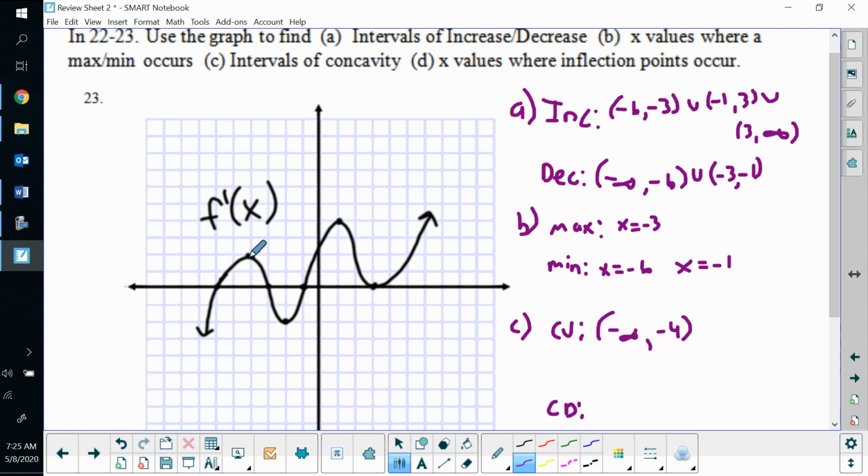And we have a negative slope from negative 4 to negative 2. And we've got a positive slope from x equals negative 2 to 1. Then a negative slope from 1 to 3. And then a positive slope from 3 to infinity.